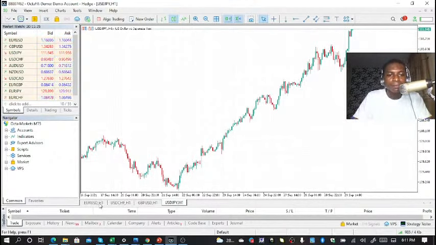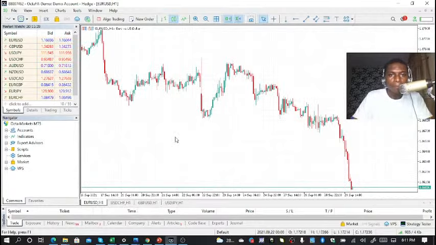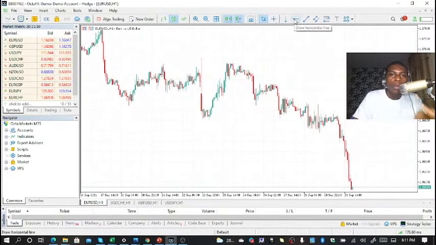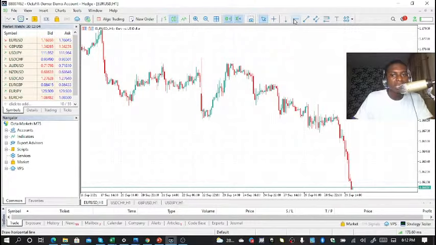So I have this trade here, Euro USD. Now, as you can see, the market is moving in a bearish direction. Okay. Now, if at a point I want to set my buy stop. Now, don't forget. Let me give you a quick explanation of what a buy stop is, what a sell stop is, what a buy limit is, and what a sell limit is.